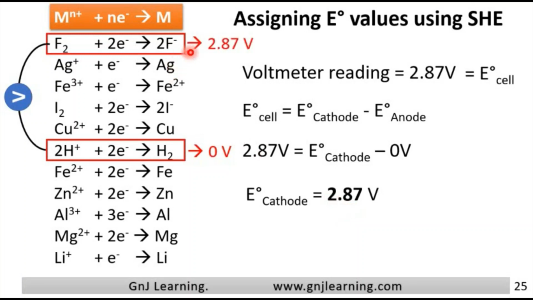Now fluoride has a value. This is not the original value, but a value that is obtained by comparing it with a reference value. How did you get the reference value? By fixing the value of SHE as 0. So the value 2.87 means the fluoride electrode has a potential 2.87 higher than that of SHE.